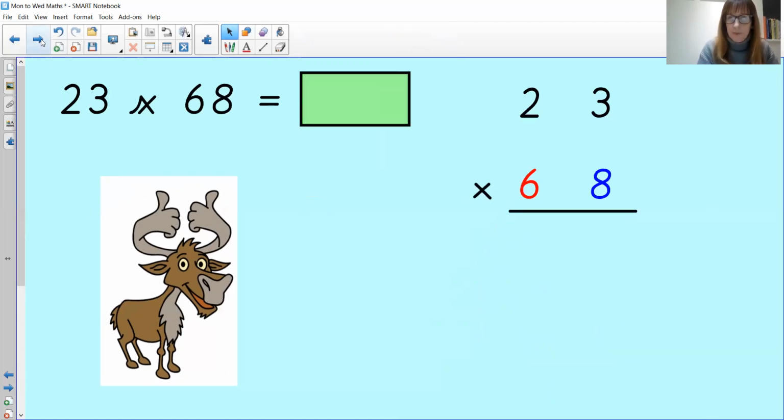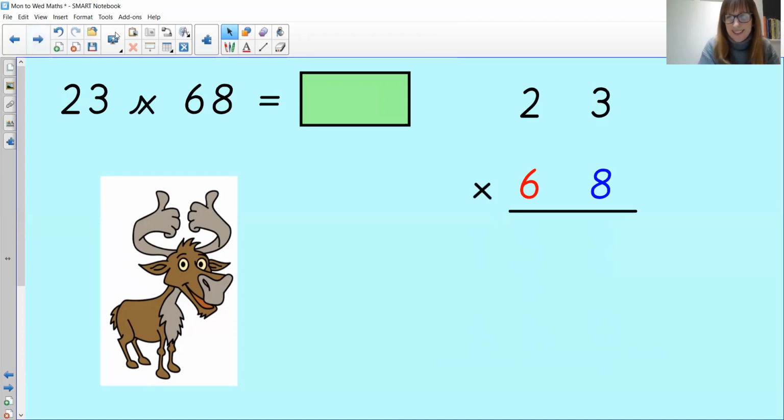So this time I've got 23 times 68. Okay, now what I would like you all to do now is pause me and have a go first. All right, if you want to go back and have a look what we've done before, do that, but have a go at this one on your own before I go through it with you. Okay, so pause me here and off you go.